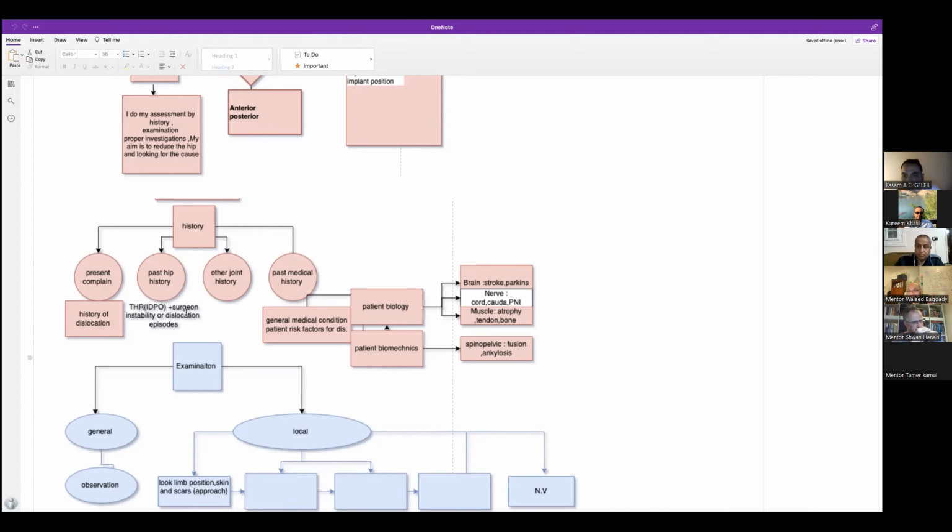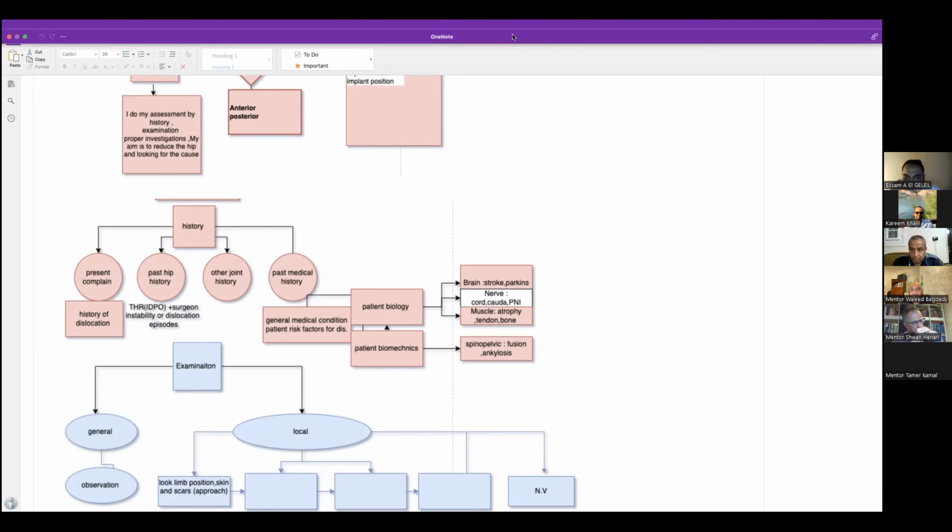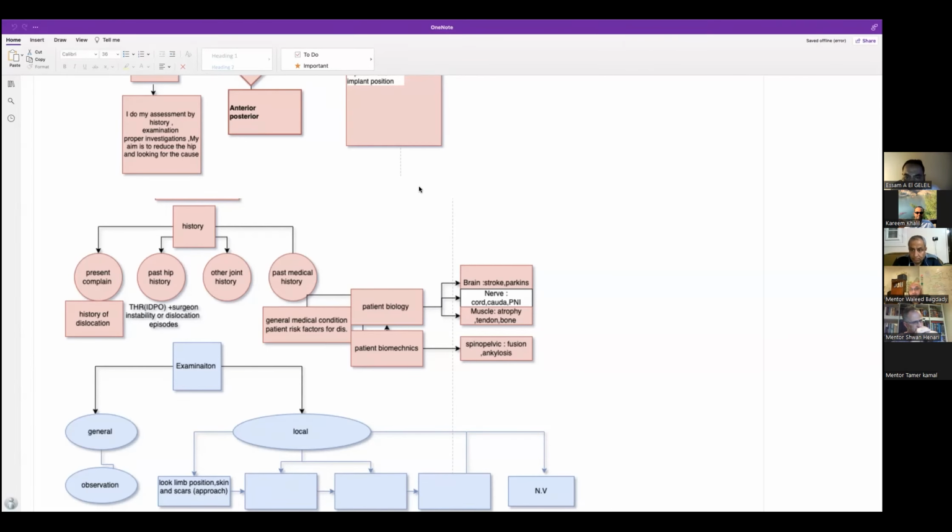So you ask about the surgeon. Then you ask about instability, any instability. Then I will ask about other joint history. Then I will ask about past medical history to look for the patient risk factors that can be patient biology or patient mechanics. Patient biology: brain, stroke, Parkinson, cauda equina, nerve entrapment, muscle atrophy, tendon bone injury, any of those.